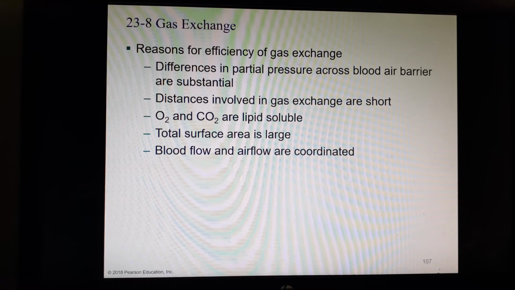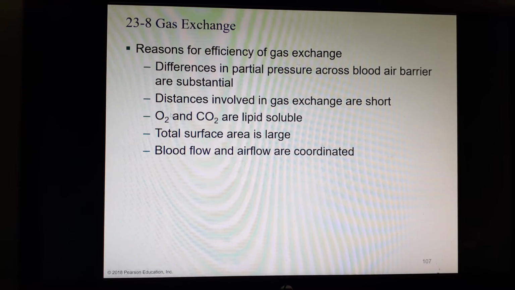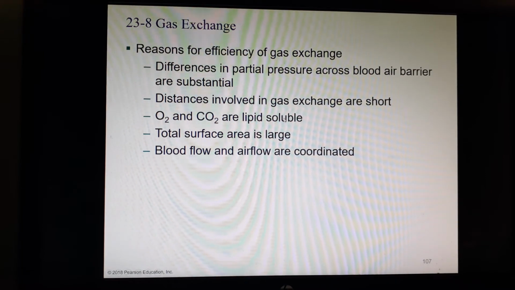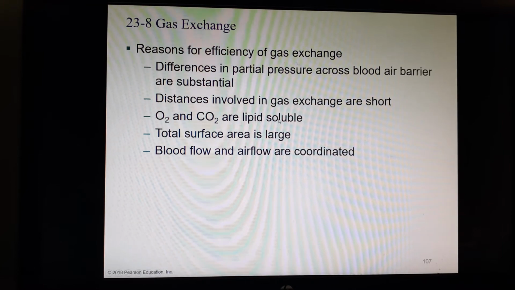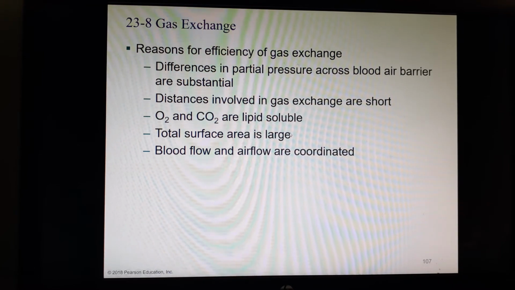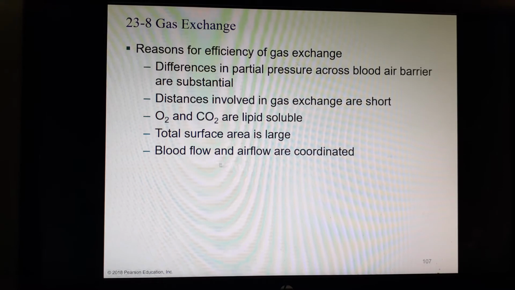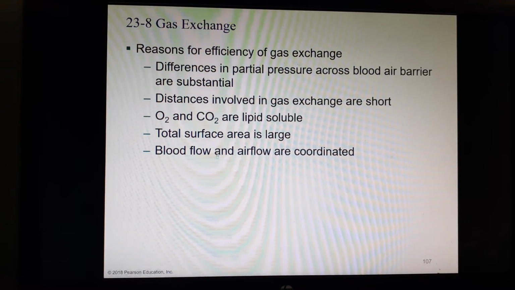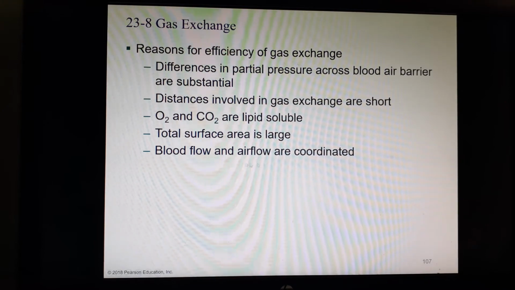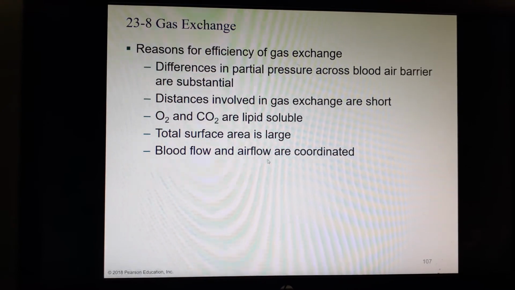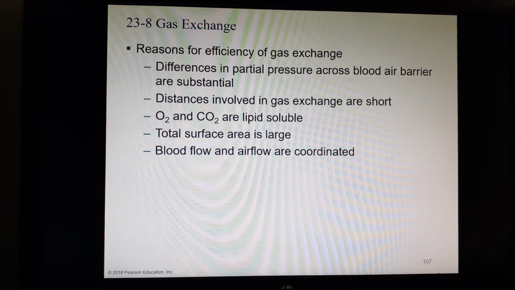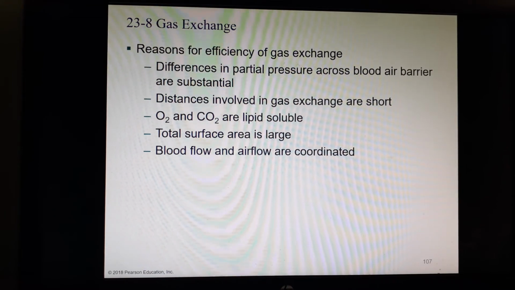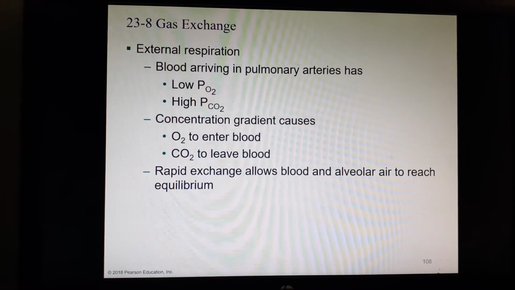We also have made the distance between the blood and the air sac as small as possible. Both oxygen and CO2 are lipid soluble, so they can go right through the cell membranes. We have a lot of total surface area in the alveoli, and we're going to be coordinating how fast the blood is going past the alveoli with our breathing rate. Okay, so this is why our respiratory system does such an awesome job at assisting us with this exchange.